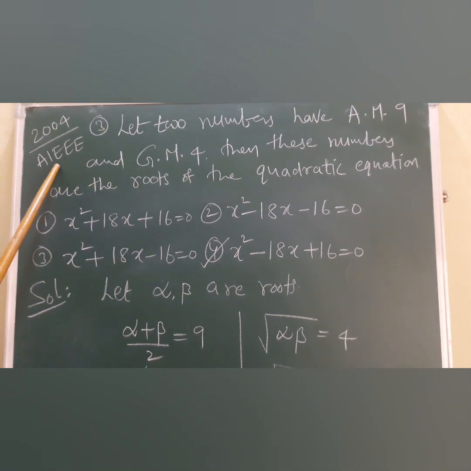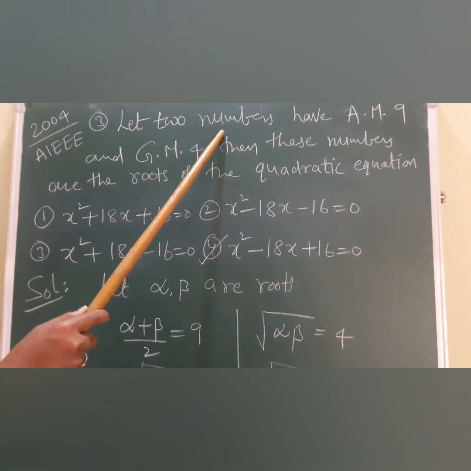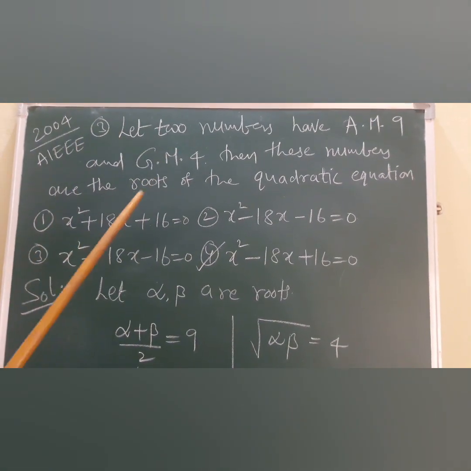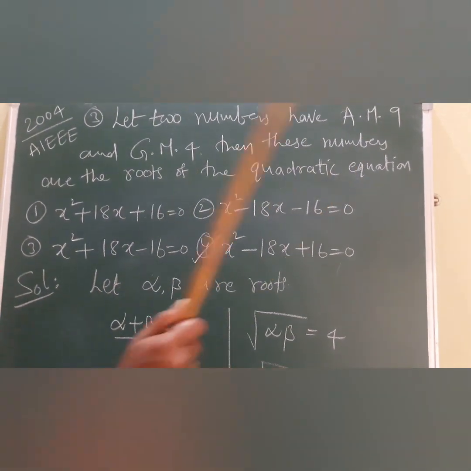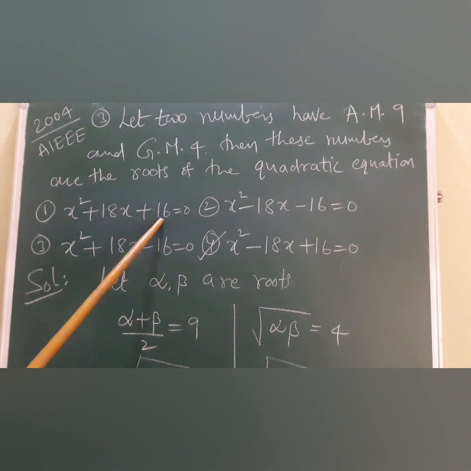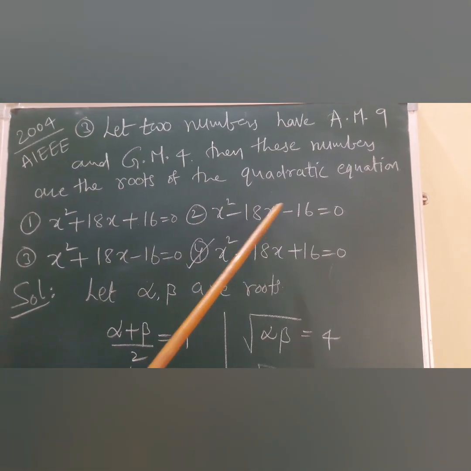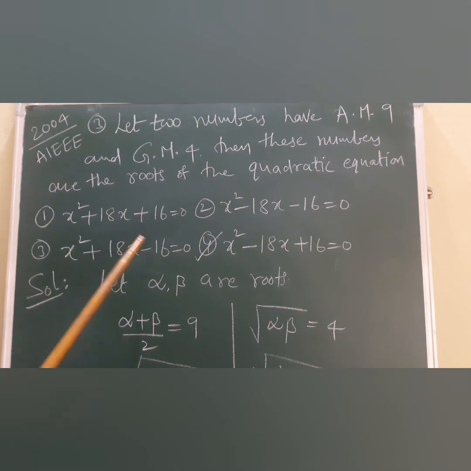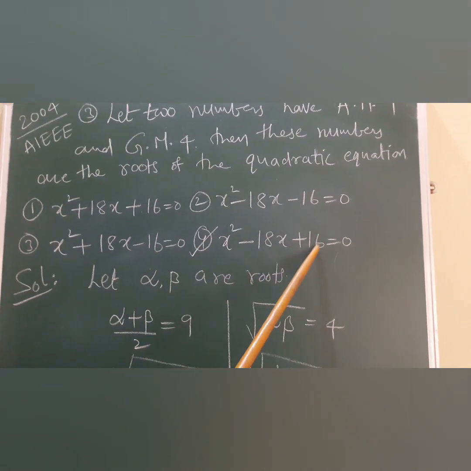Now, another previous question from 2004 AIEEE. Let two numbers have arithmetic mean 9 and geometric mean 4. Then these numbers are the roots of the quadratic equation. First option, x square plus 18x plus 16 is equal to 0. Second option, x square minus 18x minus 16 is equal to 0. Third option, x square plus 18x minus 16 is equal to 0. Fourth option, x square minus 18x plus 16 is equal to 0.